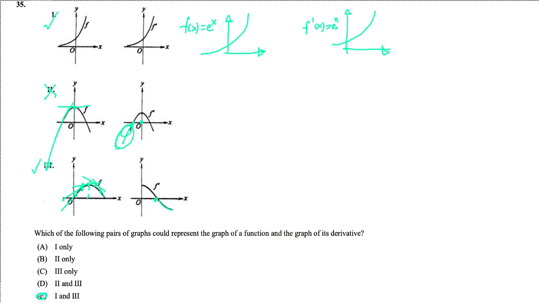So 1 and 3 are your options. You just have to sit here and apply the idea that, again, the slope of the tangent line is the derivative, or the derivative is the slope of the tangent line.